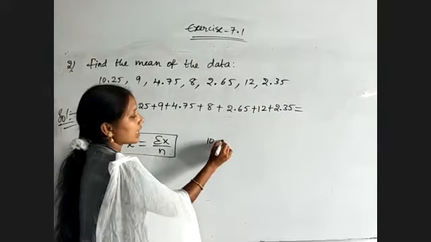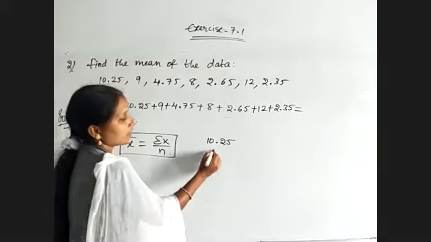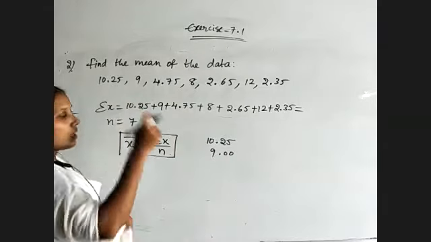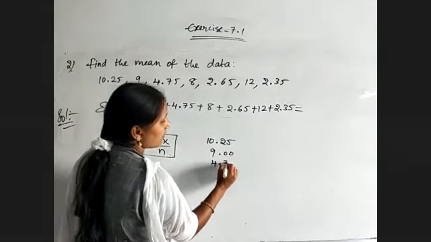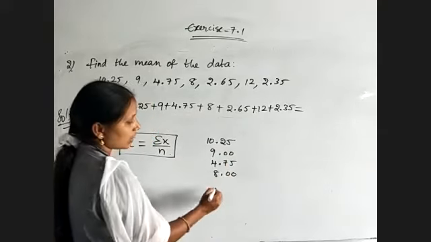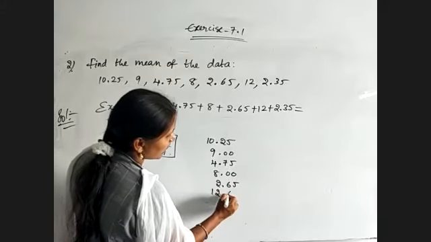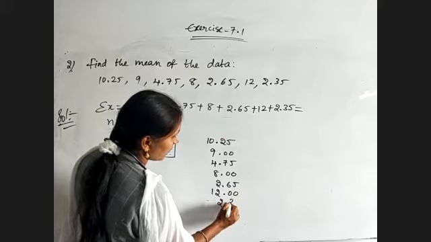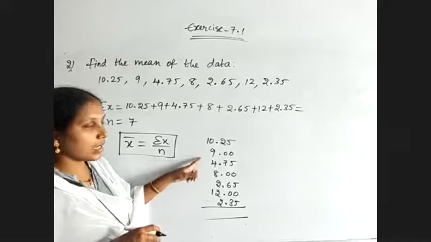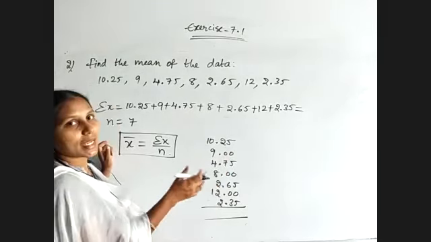Because these are decimal numbers, I am placing them in a column like this: 10.25, 9, so 9.00 because two decimal digits are there, and then 4.75, and then 8.00 because 8, then 2.65, and next 12.00, 2.35. Now every number we have written in decimal by taking the decimal digits as 00. So we have converted each number into like decimals.